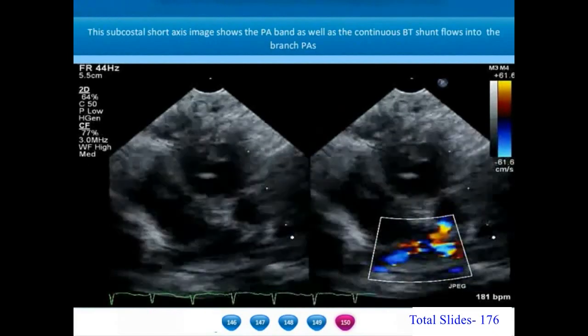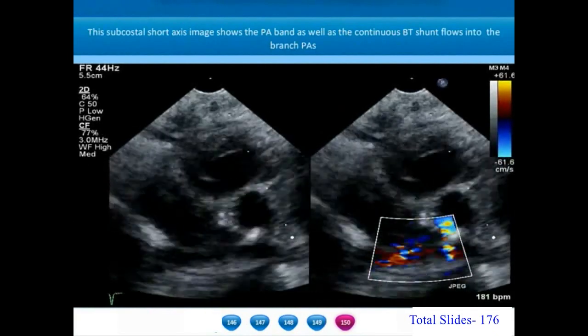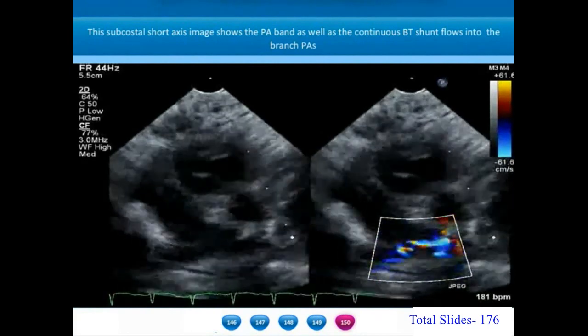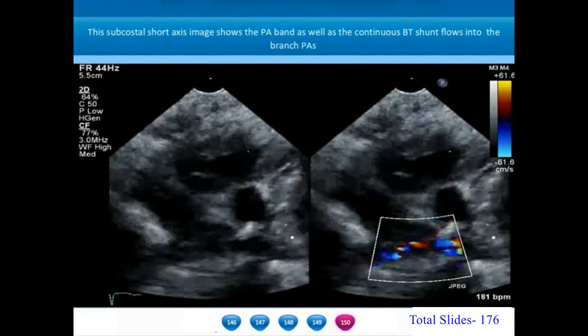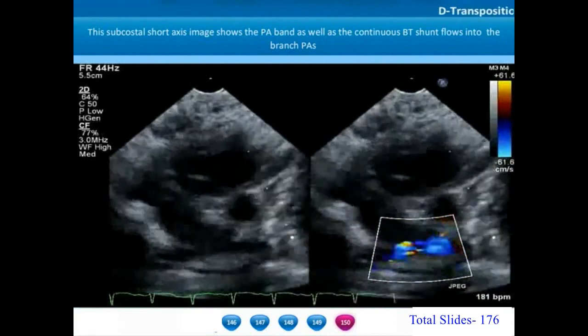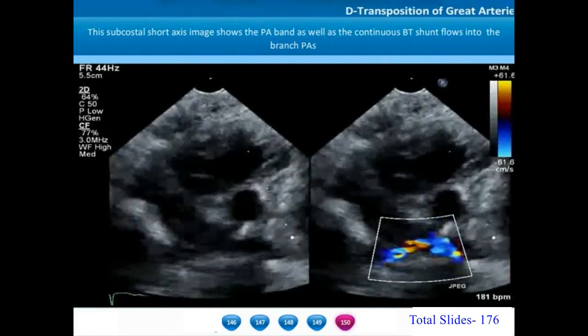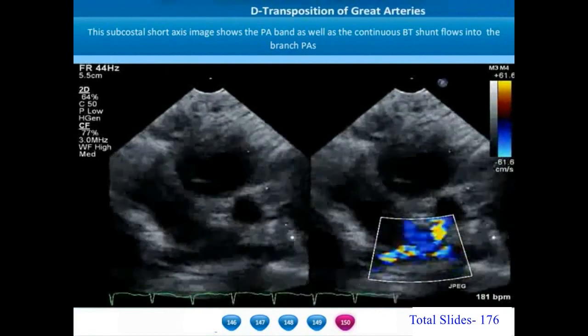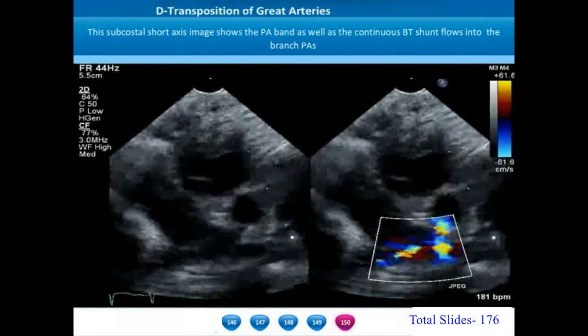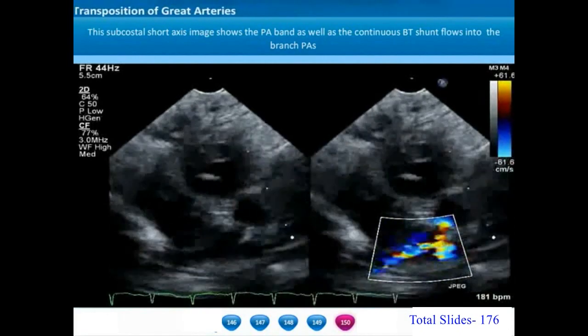The parasternal short axis view shows a right and anterior aorta, left and posterior pulmonary artery, the pulmonary artery band in place, the branch pulmonary arteries with continuous blood flow in the branch pulmonary artery due to the flows through the BT shunt.